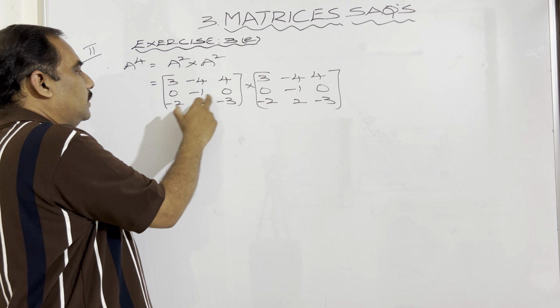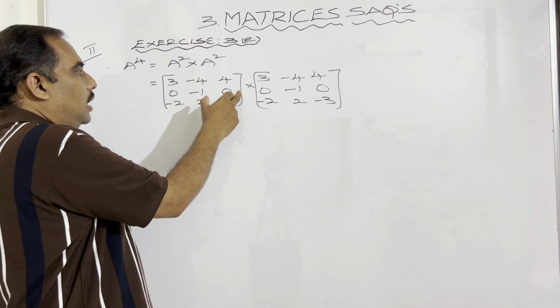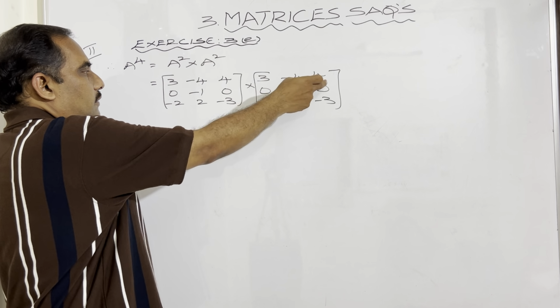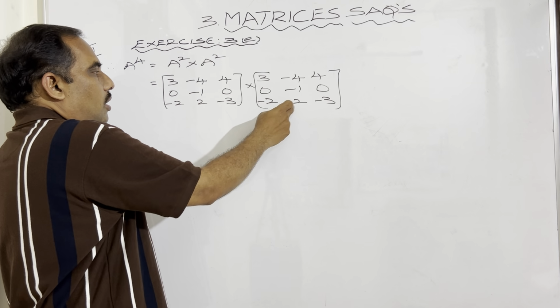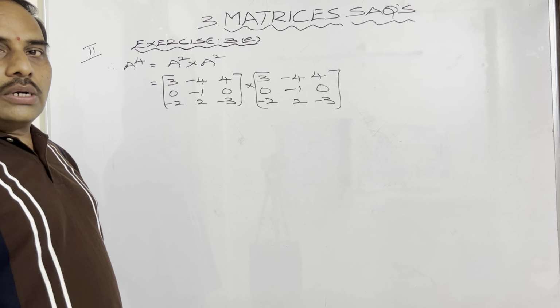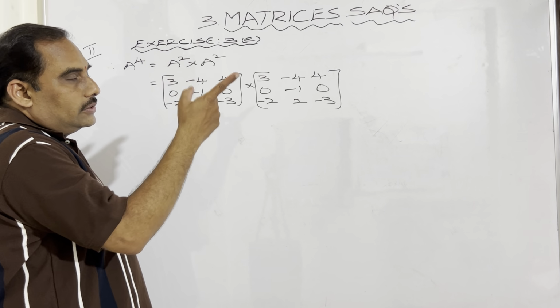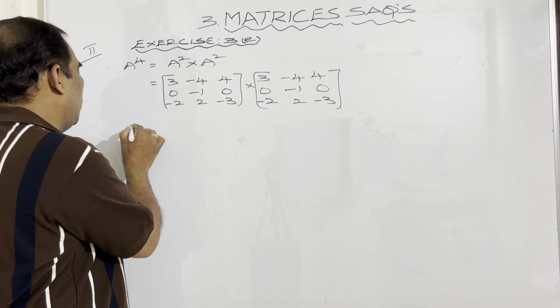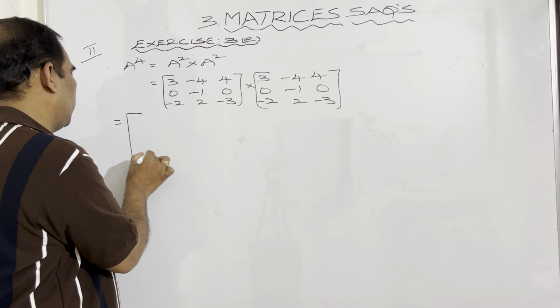And 0 minus 1, 0 minus 2, 2 minus 3. Again multiplying with a square. So with the same matrix 3 minus 4, 4, 0 minus 1, 0, minus 2, 2 minus 3. Actually what we have to prove, A inverse is equal to A cube. So now I am finding, in the alternate method, A to the power of 4. What we get, we'll see that.